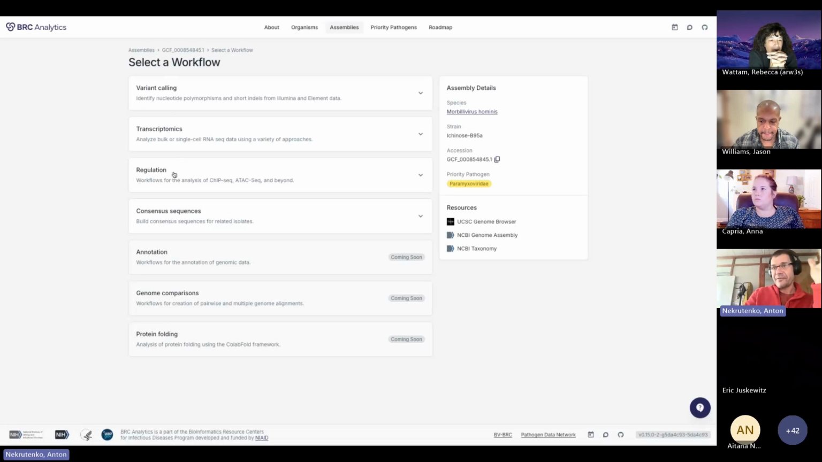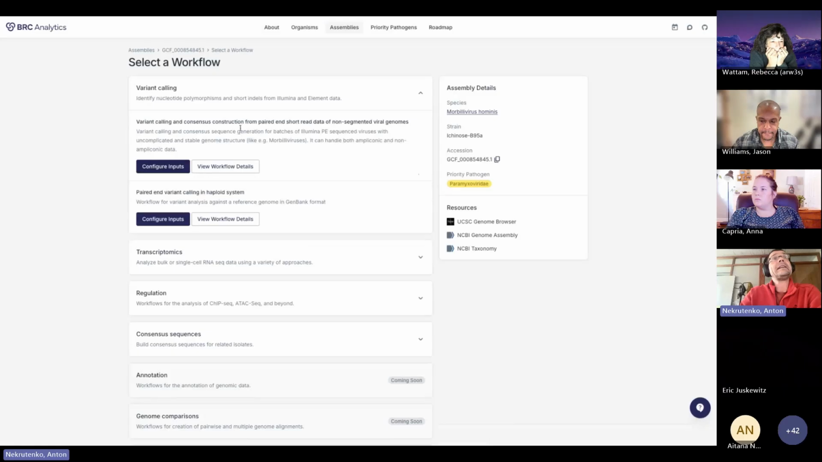This is just one of the examples. For example, if you want to do RNA-seq for yeast, or ChIP-seq or ATAC-seq analysis on Plasmodium, you can also do this here. But again, let's stick to surveillance, and surveillance is usually variant calling. So I'm going to go pick a workflow. There are two of them, which are kind of geared towards this virus. Remember, this is an RNA virus.